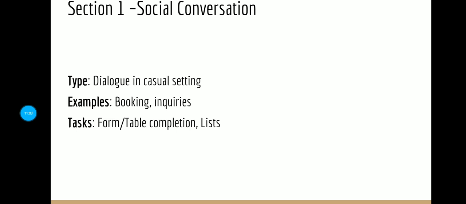And the tasks that are included in Section 1 can be form completion, can be table completion, or can be lists as well.